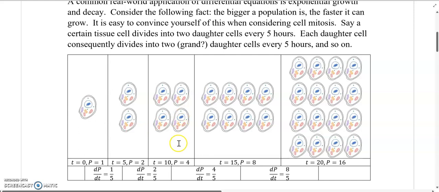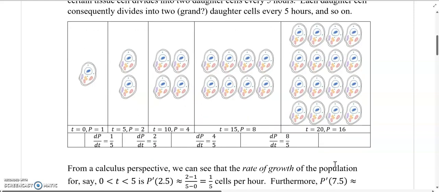5 hours after that, our population doubles from 2 to 4. 5 hours after that, our population doubles from 4 to 8. And 5 hours after that, our population doubles from 8 to 16. From a calculus perspective, we can see that the rate of change of the population is also exponential, right?